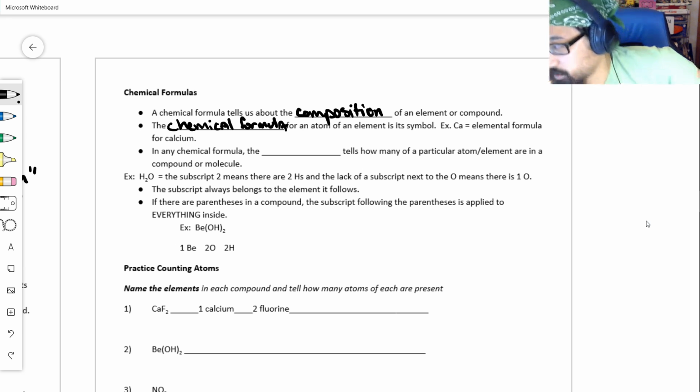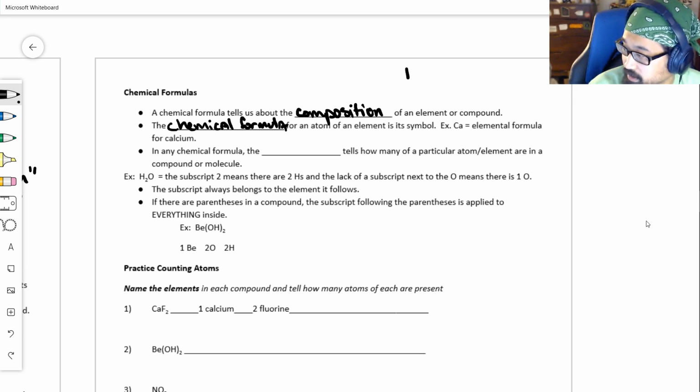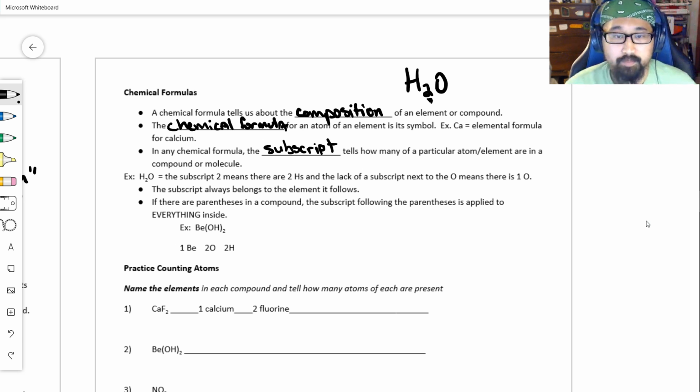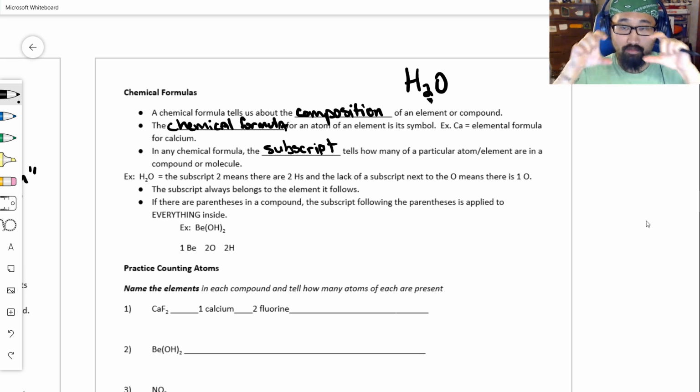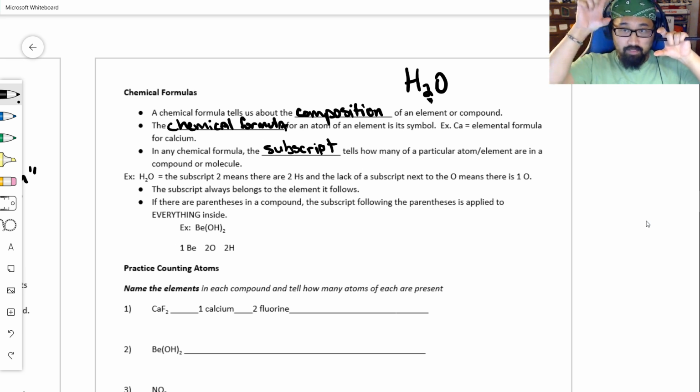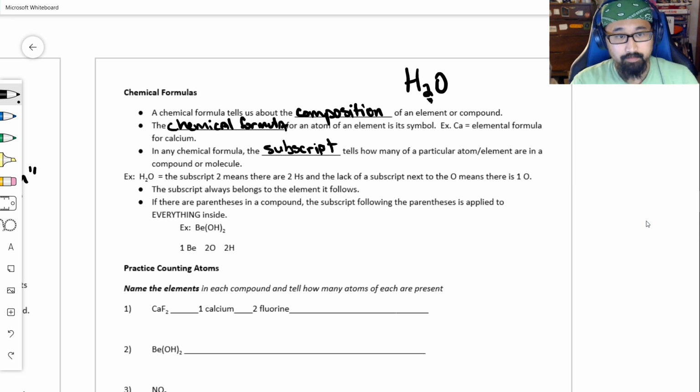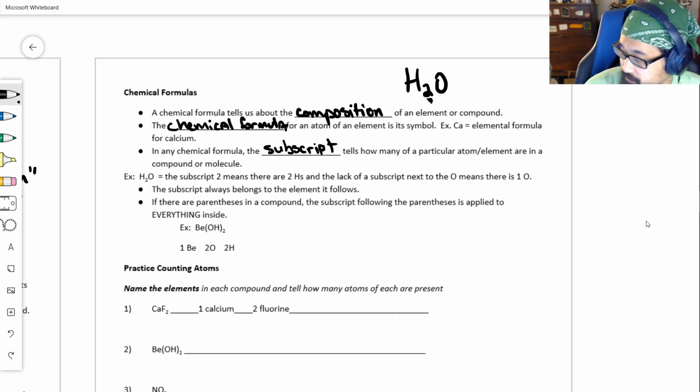When you see chemical formulas, something like H2O, then this number down there is called subscript. Sub, like below, script, where you would write. So remember, if this is a script, superscript happens up here, subscript happens down here. So the subscript tells you how many of an atom or an element are in that compound or molecule, and it always belongs to whatever it comes after. So that 2, this 2 here, belongs only to the H.